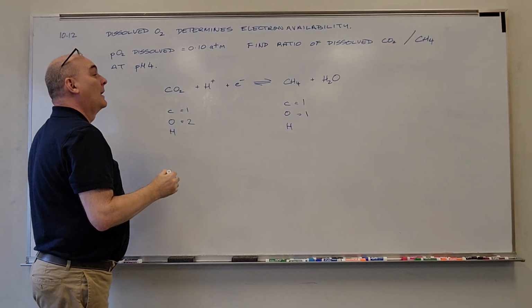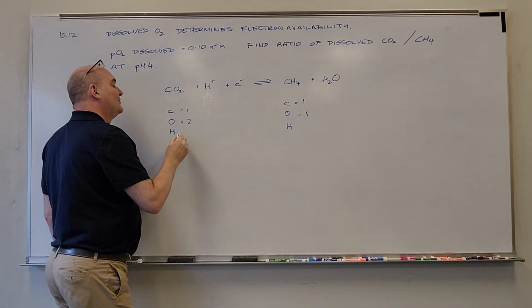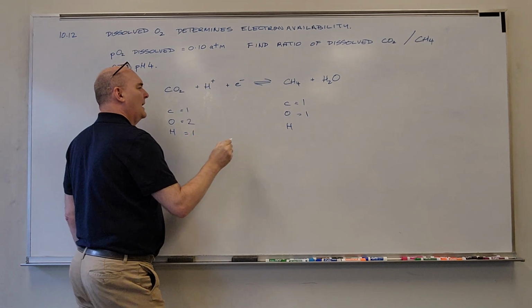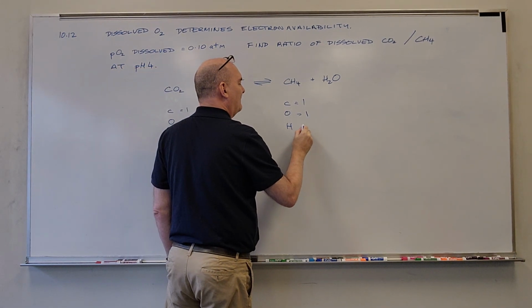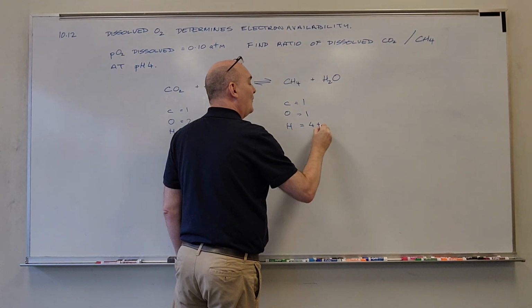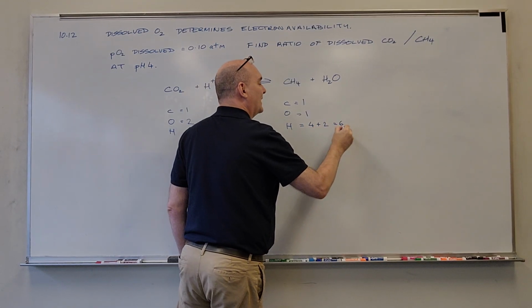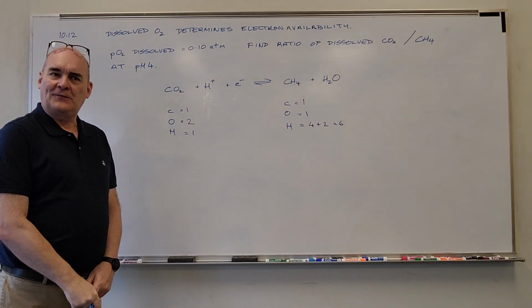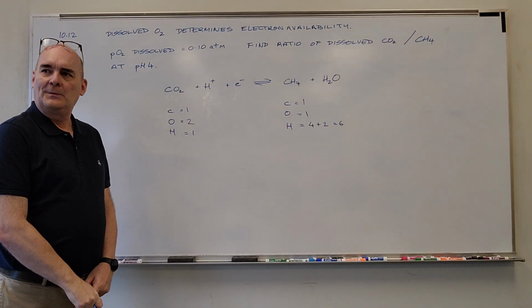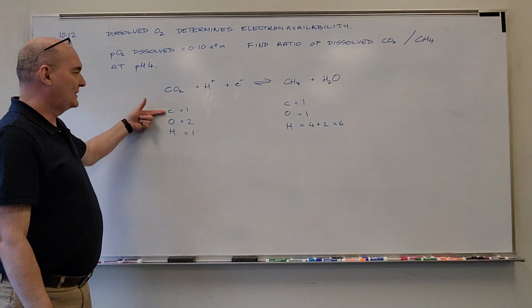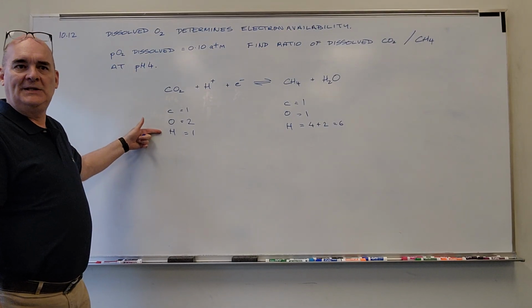Oh, I see how they did it. How many hydrogens are on the left-hand side? 1. And how many hydrogens are on this side? The 6. Yeah, it's 4 plus 2 equals 6. I'm going to fix that one last, because that's complicated. This one doesn't need to be fixed. This one needs to be fixed.